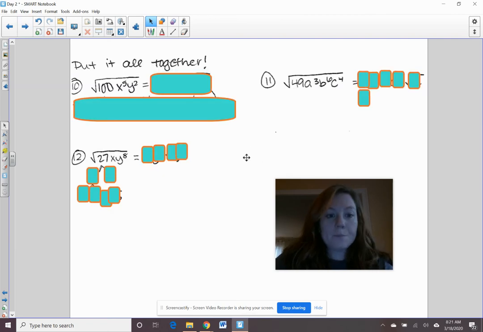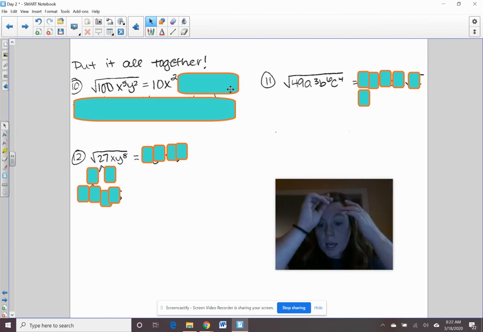Let's put it all together. Number 10 is nice because the square root of 100 is still 10. Okay, so we're definitely going to have 10. Now notice here I have x to the fifth, y to the second. So the x has an odd exponent, the y has an even exponent. Not a big deal. Half of 5 is 2.5. So I'm going to have x to the second. And that means I'm going to have x in a radical later on because it's odd.